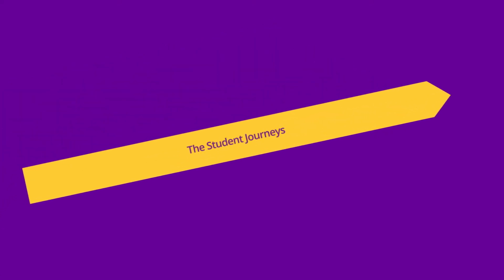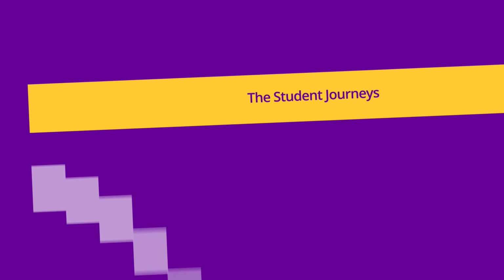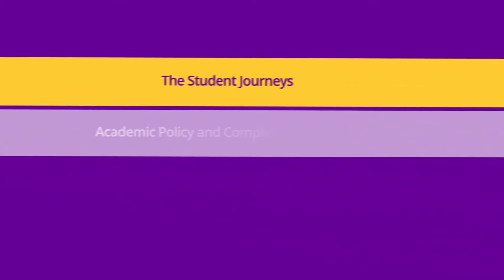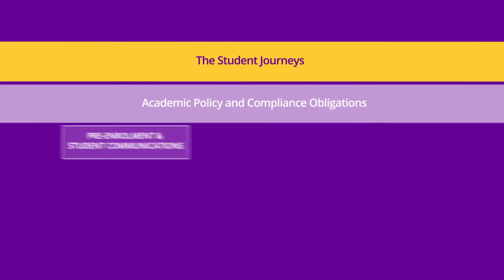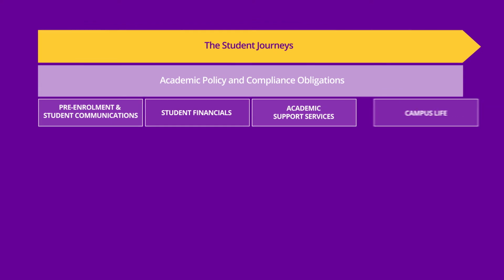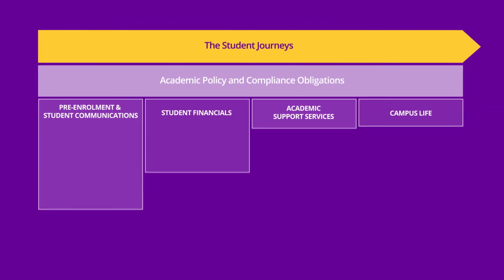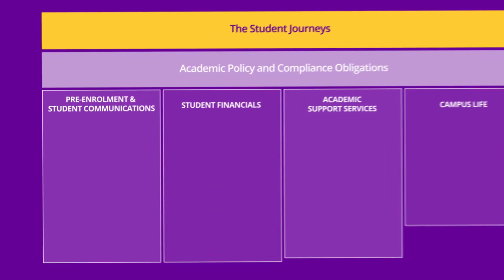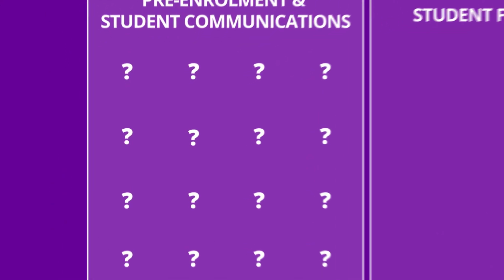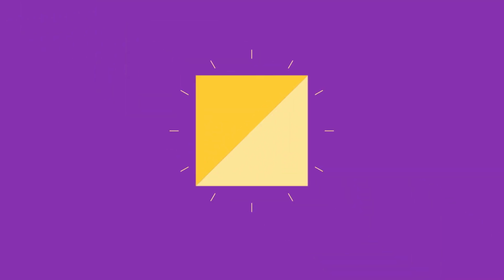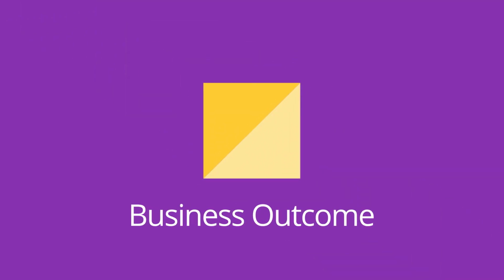Once the student journeys have been identified, the academic policy and compliance obligations that underpin the university's student experience will be confirmed. All student interactions fall within one of the 4 main areas of business activity. The business outcomes that are related to each of the business activity areas will then be identified. All of these business outcomes must be developed with complete collaboration between colleagues from across the university.